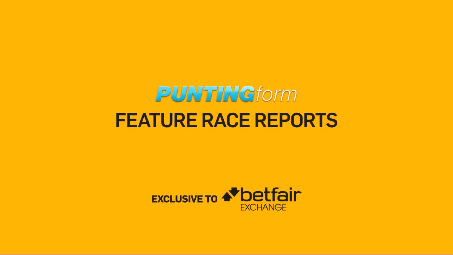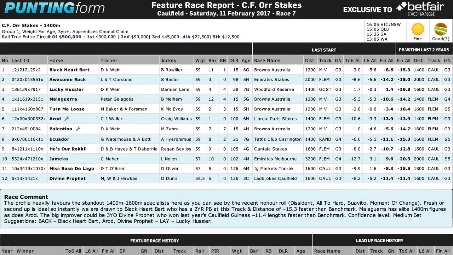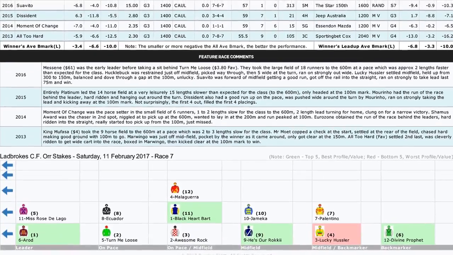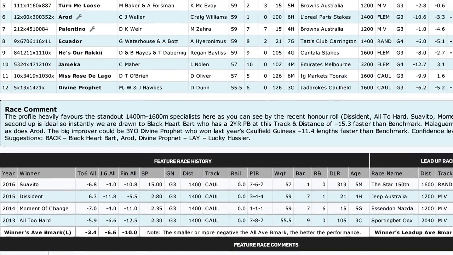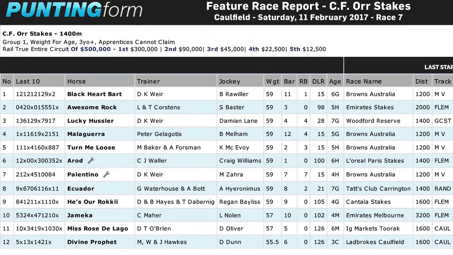The key to successful betting is finding an edge, but to win, you also need to bet smart. Punting Form's feature race reports are exclusive to the Hub and Punting Form Sectional Pro Form subscribers. The reports are a data-driven approach to identifying patterns in past performances and understanding the historic strengths typically required to win a particular feature race. Let's use the Group 1 CF4 Stakes as an example.